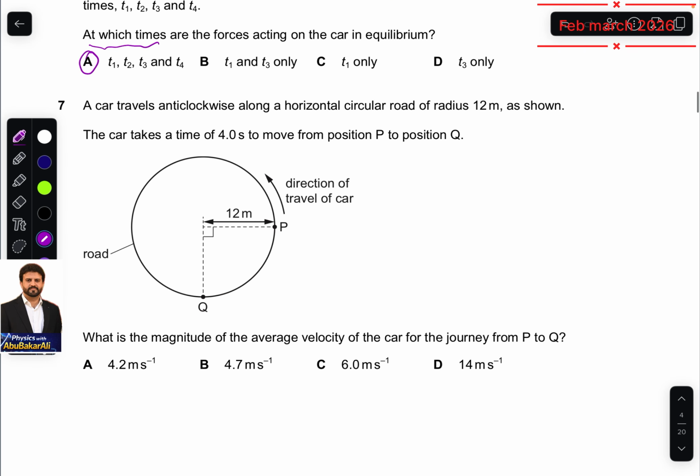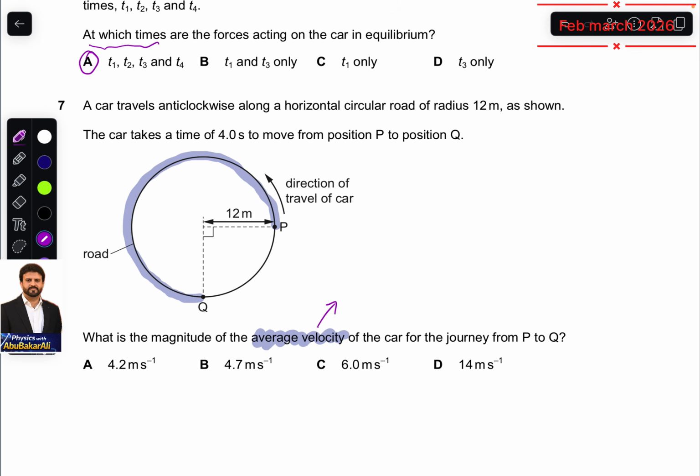Moving forward, question 7. A car travels anti-clockwise along a horizontal circular road of radius 12 meter, and the car takes this much time to move from P to Q. This is P and this is Q. Okay, this is moving anti-clockwise. It's covering all the way this distance and it's reaching back at Q. Okay, so what is the magnitude of average velocity of the car from the journey? Okay, very interesting. So velocity is vector.